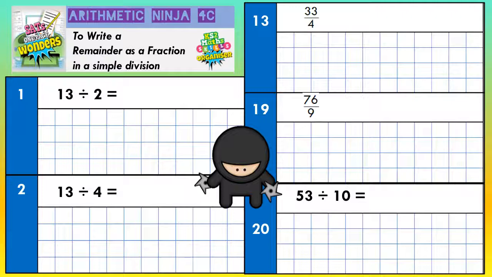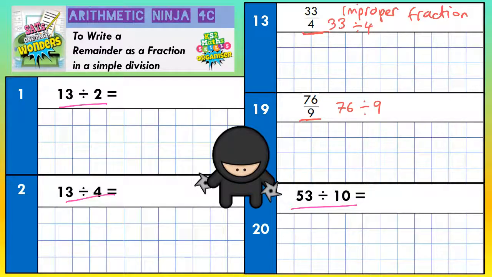Now, the first thing to note is that questions 1, 2, and 20 are written with an actual division sign, but questions 13 and 19 look more like improper fractions. An improper fraction is a fraction where the number on top is bigger than the number on the bottom, but you can basically think of it as a divide. So 33 over 4, you would say 33 quarters, but 33 quarters is like 33 divided by 4. 76 ninths is like 76 divided by 9. So we basically turned those two questions into the same format as questions 1, 2 and 20. So that's something worth remembering.